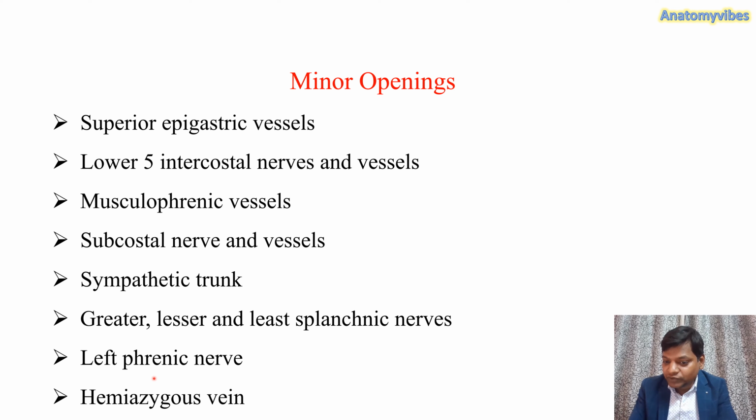The right phrenic nerve passes through the inferior vena cava opening, but the left phrenic nerve will directly pierce the left dome of the diaphragm. So the left phrenic nerve will pass directly through a small opening in the left dome of the diaphragm. And the same with the hemiazygos vein, which comes from the abdomen going towards the thoracic cavity; the hemiazygos vein will also pass on the left side through the left dome of the diaphragm. So these are the minor openings of the diaphragm. Hope it is clear to you. Moving further.